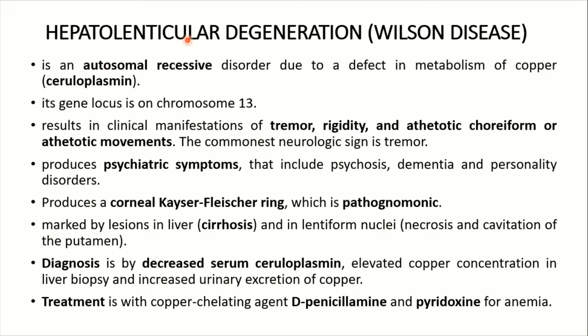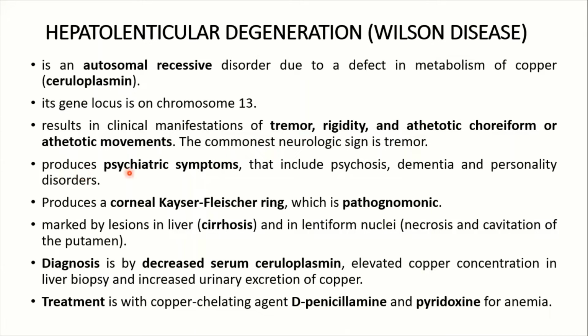Then is the hepatolenticular degeneration, or Wilson disease. Wilson disease is an autosomal recessive disorder due to a defect in metabolism of copper, which is in fact ceruloplasmin. Its gene locus is on chromosome 13, right? So chromosome 13 is the culprit here. It results in clinical manifestations of tremor, rigidity, and athetotic choreiform movements. The commonest neurological sign is tremor.